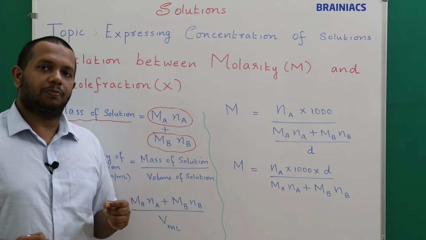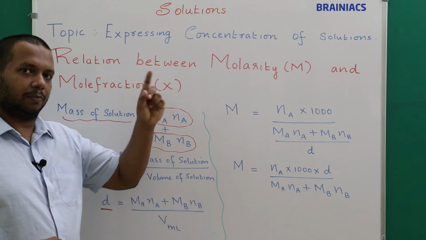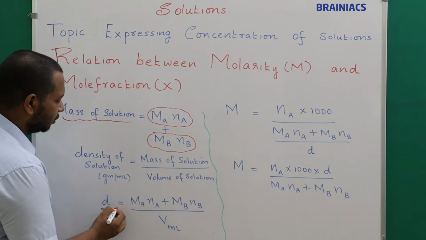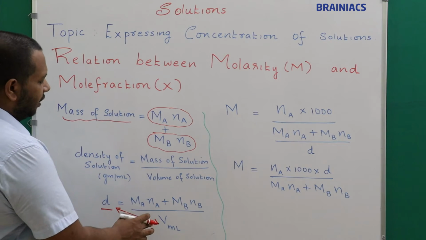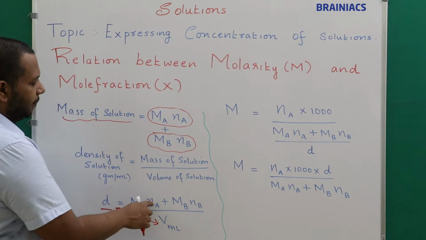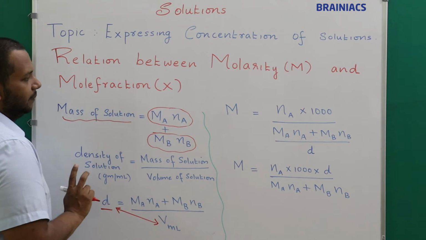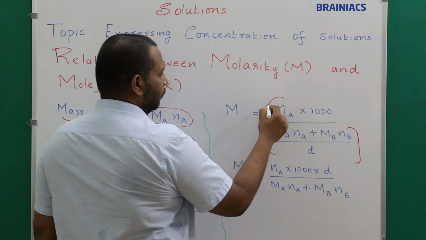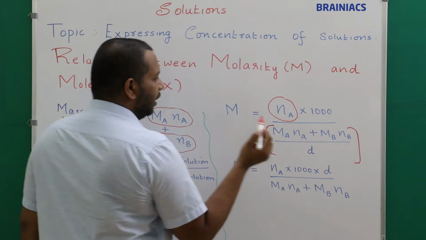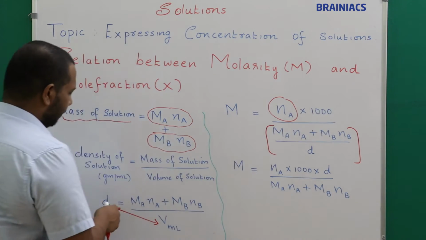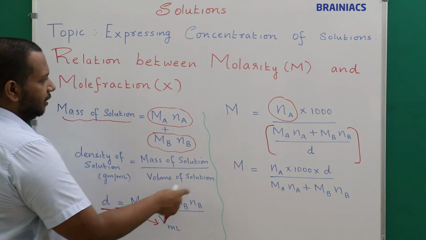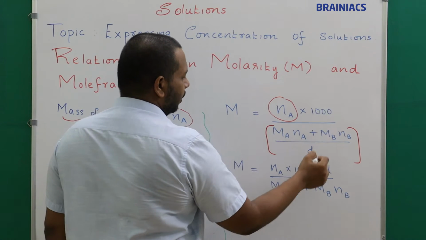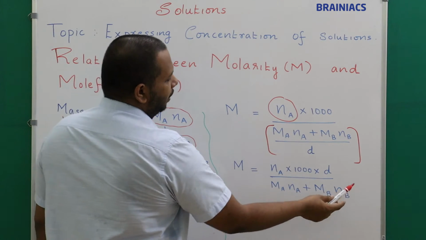But from our basic definition of molarity, which we used initially, molarity is equal to number of moles of the solute divided by volume of the solution in liters, where VML by 1000 will come. So I can rearrange this so that I can substitute in place of VML. I can say VML is equal to MANA plus MBNB divided by density. So I substitute the same formula here. Molarity is equal to number of moles of the solute divided by volume of the solution in ml; since it is in ml, I am multiplying by 1000. Volume of solution in ml means MANA plus MBNB divided by D. So rearranging, molarity is equal to NA into 1000, D will come on the numerator, into D, divided by MANA plus MBNB.